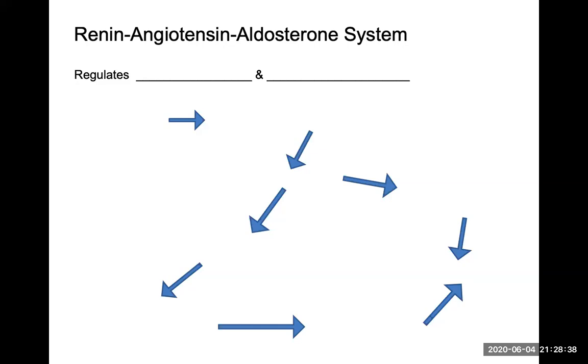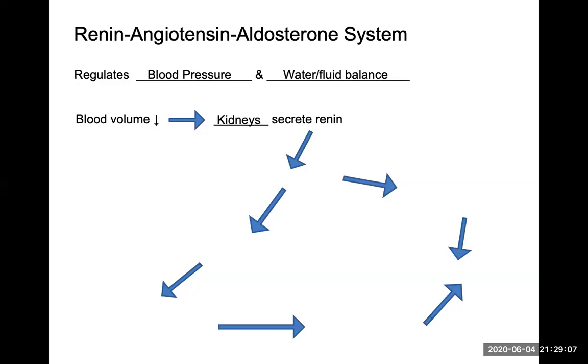Then we get to the renin, angiotensin, aldosterone system. And this system regulates blood pressure and water fluid balance. And this system kind of gets kicked into gear from your kidneys. If you're ever in some sort of emergency situation where you've lost a lot of blood, some sort of internal bleeding or external bleeding, that decrease in blood volume automatically is detected from your kidneys, which regulate your blood fluid levels already. When the kidneys detect this decrease in blood fluid volume, they'll automatically secrete renin.